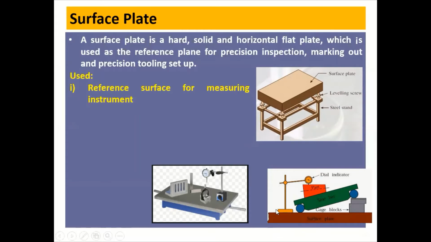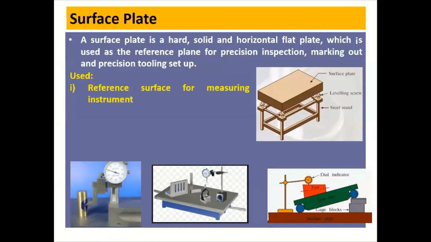So whenever we are going for precise measurements or a precise inspection, at that time we always need a surface plate. This is also a vernier height gauge, which is placed over the surface plate for the marking purpose.